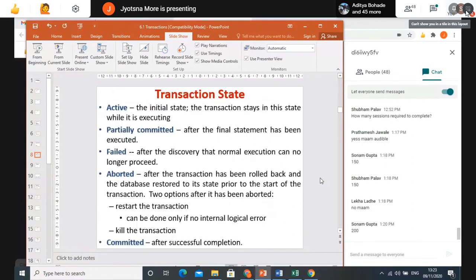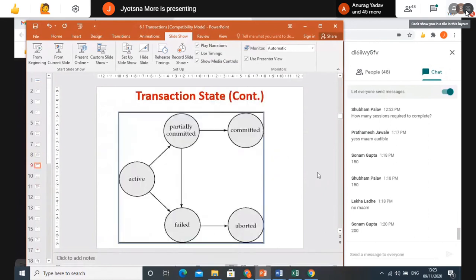Then we are having the transaction state. I'll just cover this transaction state and then I'll stop. There are 5 transaction states. You can see this diagram. Active. Initially, your transaction is active. After this, active transaction can go in 2 steps. One is partially committed and second is failed.